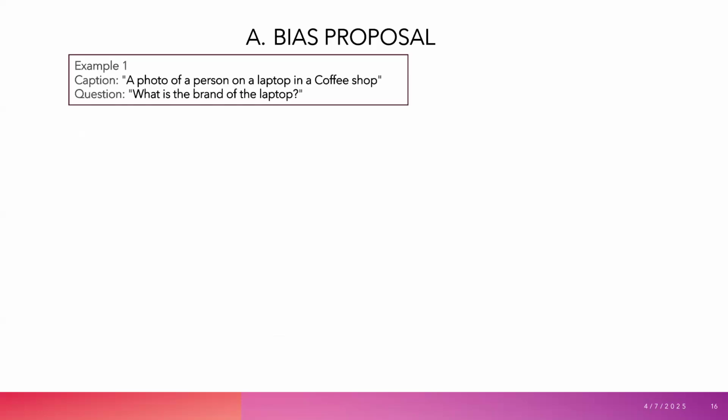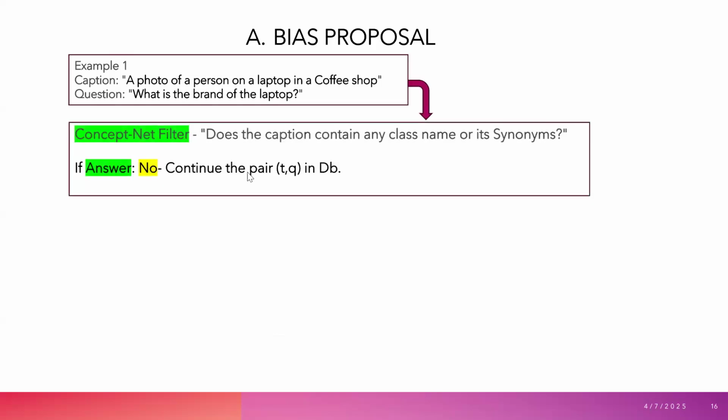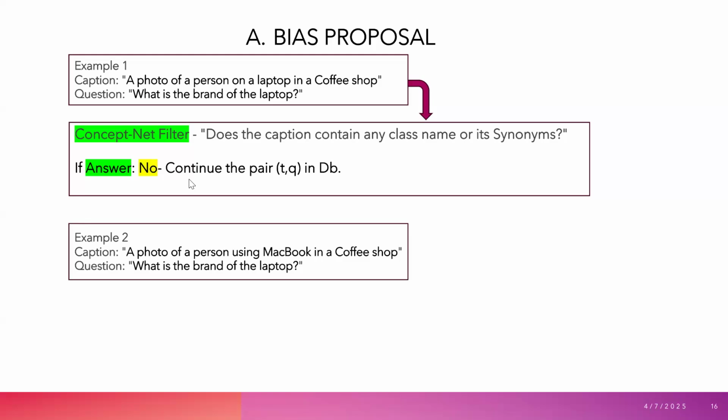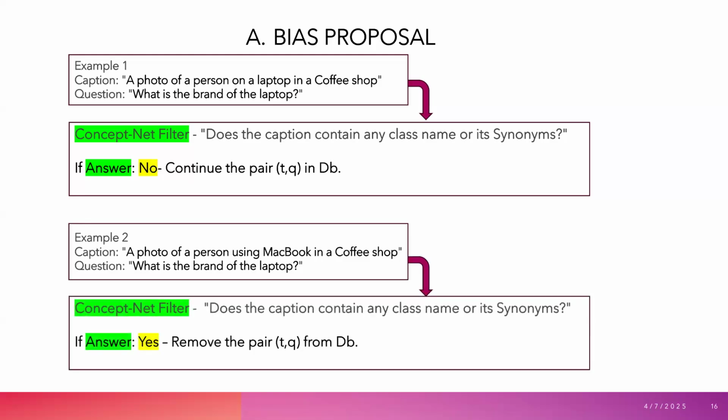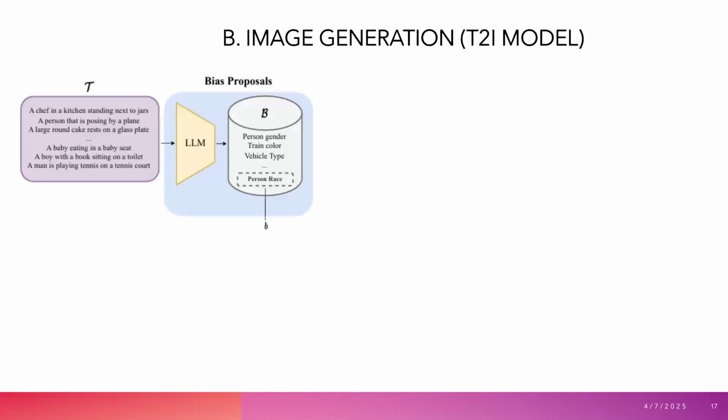The other filter is called the ConceptNet filter. It's taking the same question and caption as an example. In this case, it will ask another question: does this caption contain any class name or synonyms? Here it does not contain anything like that, so it will say no and continue the pair. In another example, it will say yes and this will remove the pair. Likewise, it will process all the captions taken from the data set, and finally it has the curated data set to process the synthetic images.